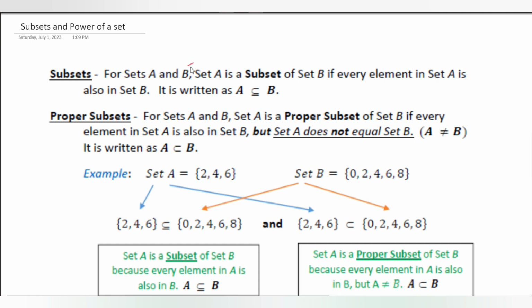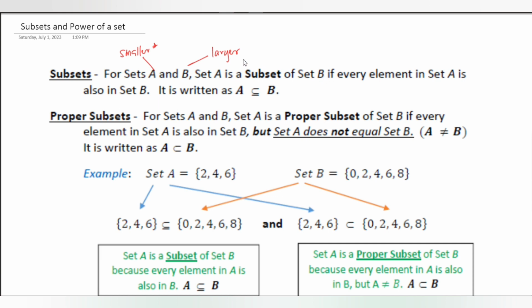B is the larger set, while set A is the smaller set. So we can form the smaller set from the larger set. We'll see some examples later.